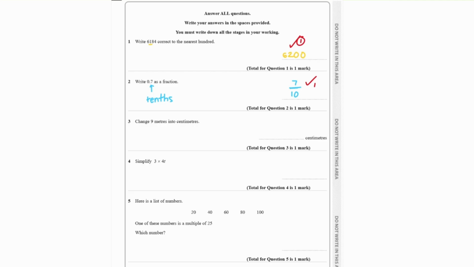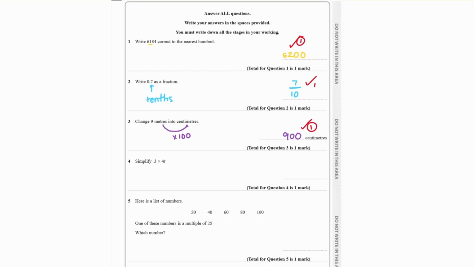Question 3. Change 9 meters into centimeters. In order to change meters into centimeters, we have to multiply by 100, and therefore if we do 9 times 100, that gives us 900 centimeters, and that is worth 1 mark.